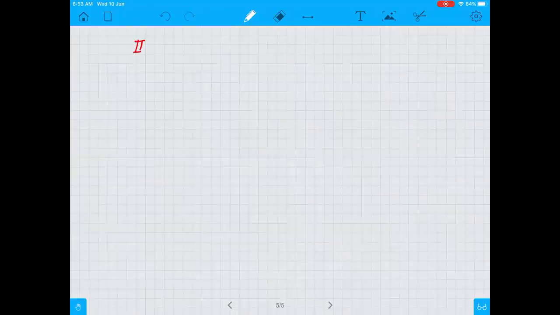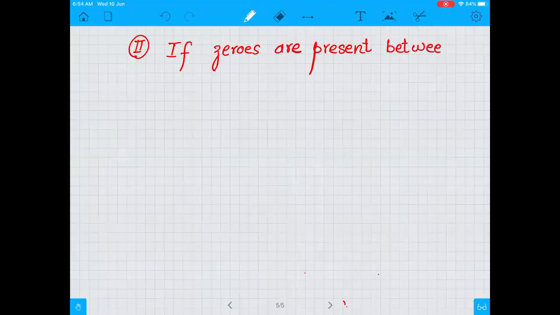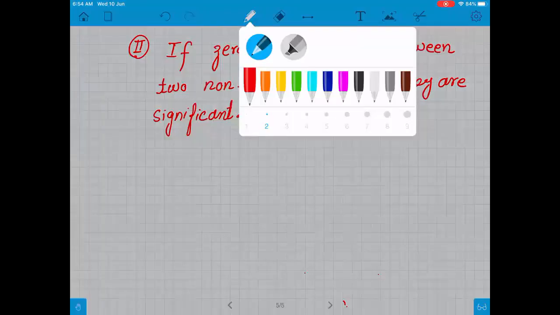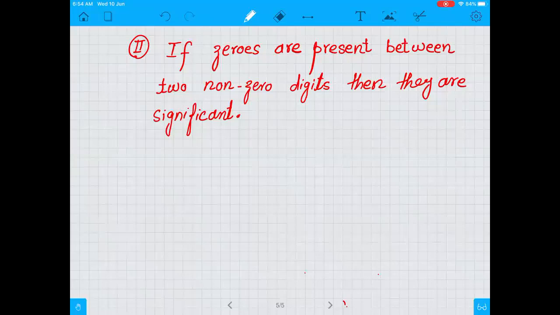Second rule: if zeros are present between two non-zero digits, then they are significant. Now, if you get some zeros which are present between two non-zero digits, then those zeros are always significant.